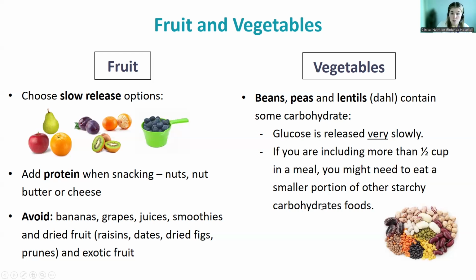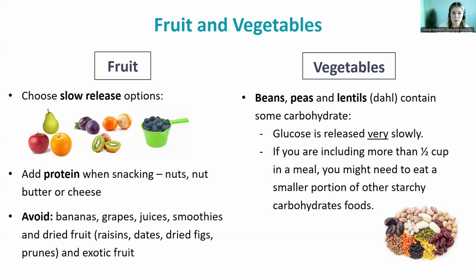I just want to touch a little bit on vegetables then. Just to highlight firstly that the majority of vegetables will not affect the blood glucose levels. But there is one exception, and that's beans, peas and lentils, because they do contain some carbohydrates. Whenever you eat beans, peas and lentils, they will cause the blood sugar levels to go up, but it's still absolutely fine to eat them because they're digested very slowly in your body, and the glucose is released very slowly as well.